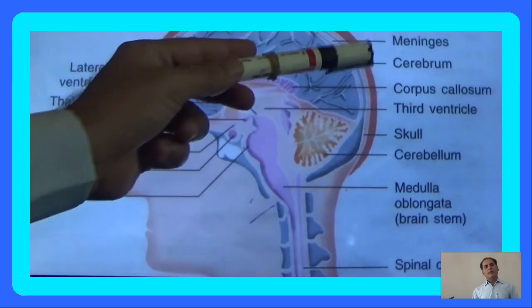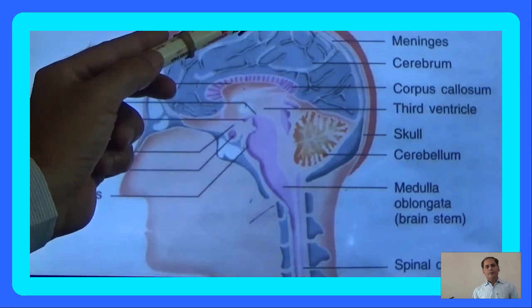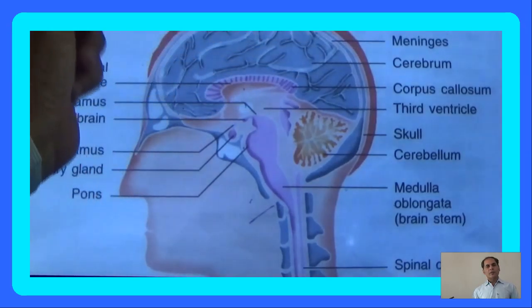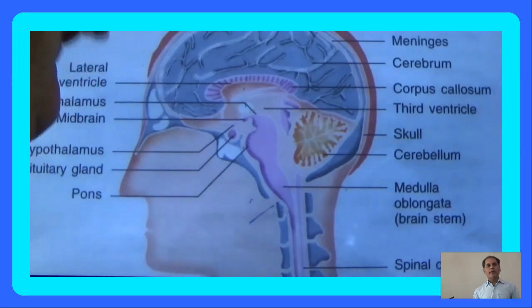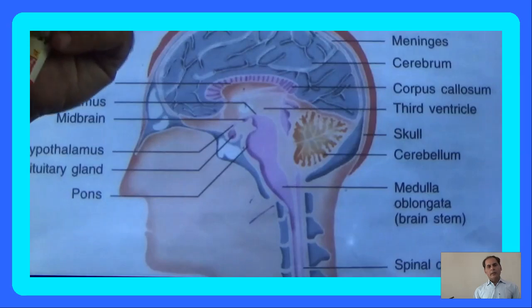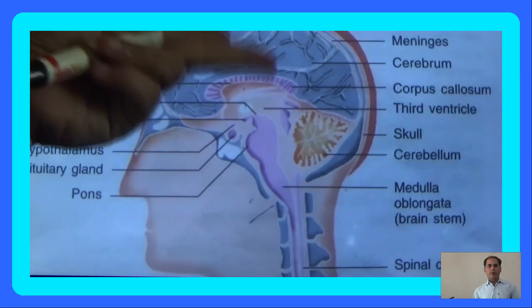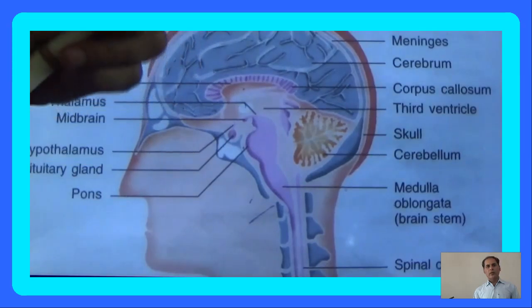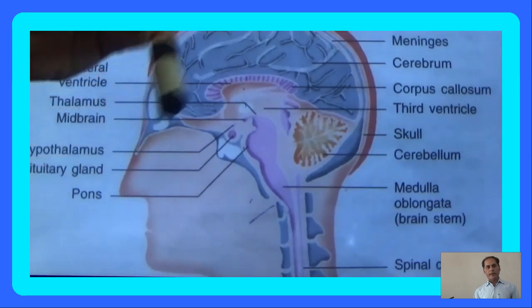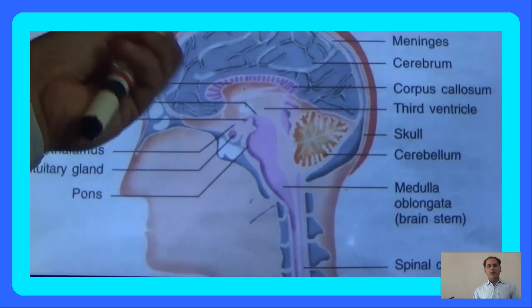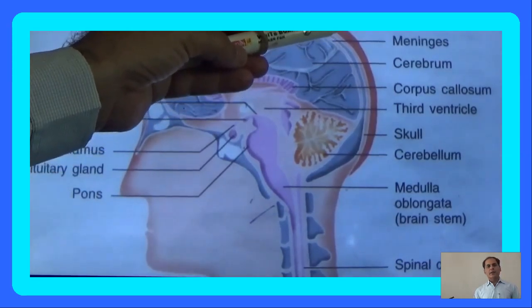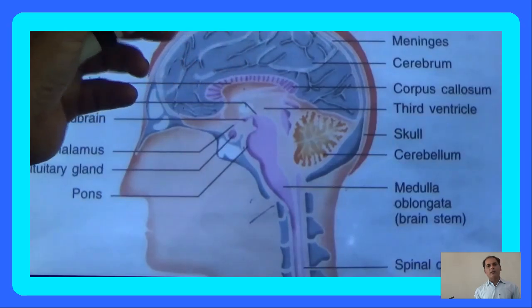There are three meninges in the human brain. From outer to inner side, the first one is dura mater, the second is arachnoid and the third is pia mater. The dura mater is the outermost and the innermost is pia mater. A fluid is present between these three membranes. You can see there are three meninges, 1, 2, 3. These three membranes have some gap.